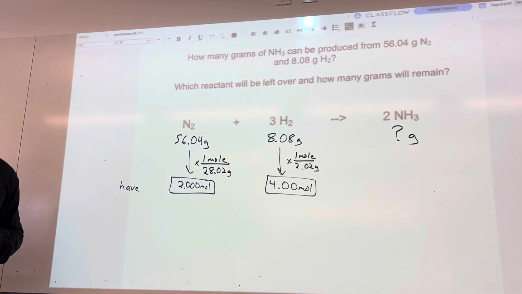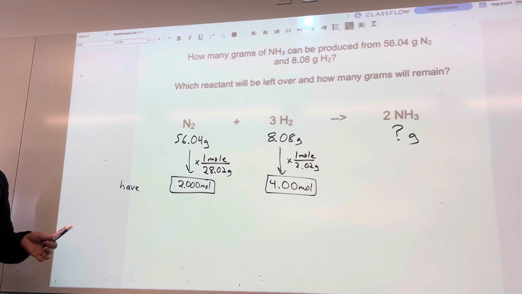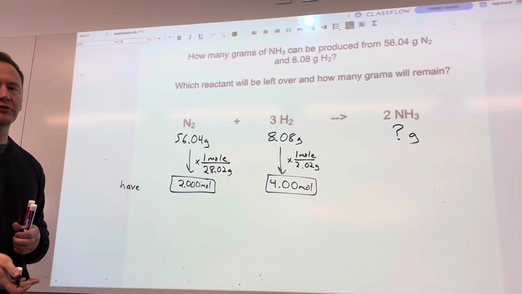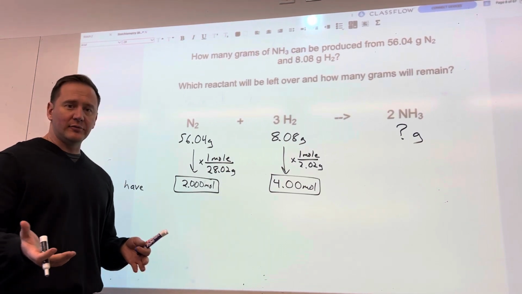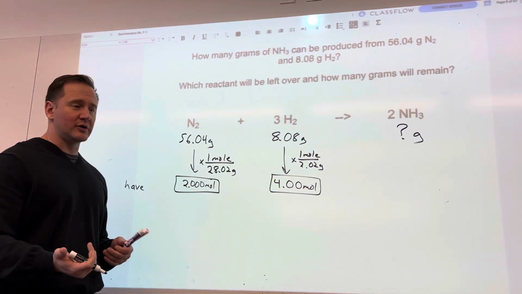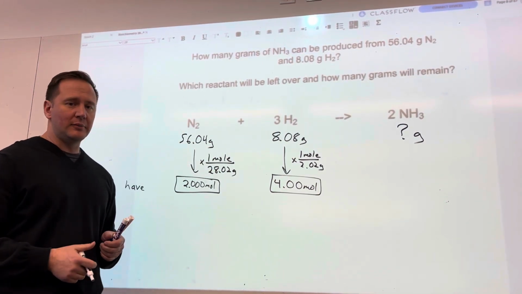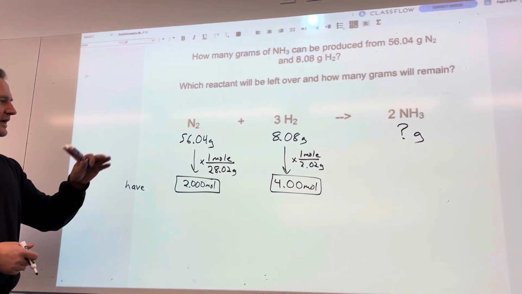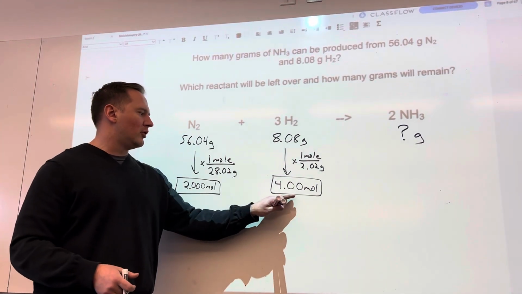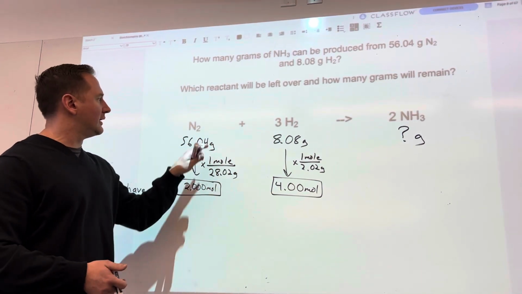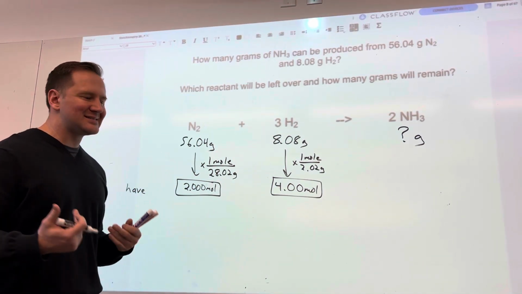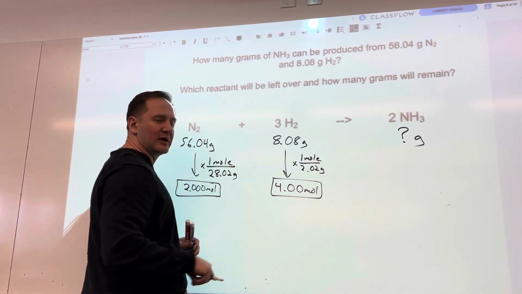So at this point, what we're going to do is take a guess as to which one we think we're going to run out of first, and then use what we find we do run out of first to figure out how much product we can make. So looking at this, even though I have more moles of hydrogen, I know that I'm going to use that up at 3 times the rate of nitrogen. So my guess is going to be that this is my limiting reactant.